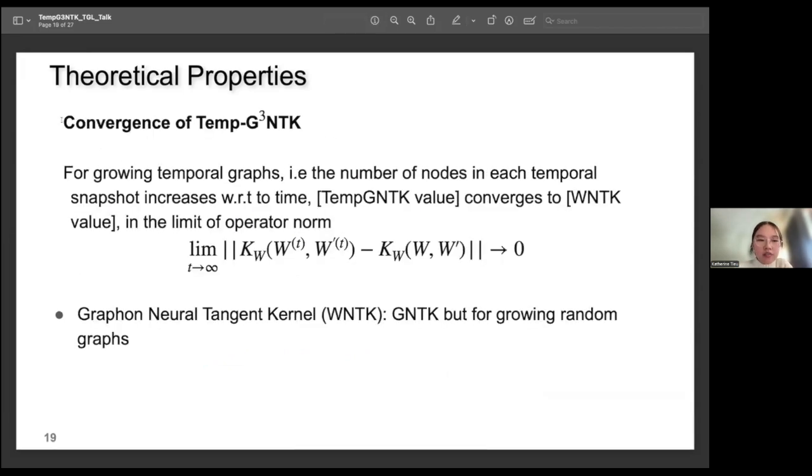Next, we investigate the convergence of tangent decay. Under the setting of growing temporal graphs, where the number of nodes in each temporal snapshot increases with respect to time, the tangent decay value would converge to an object limit called the Graphon-Guaranteed value with the operator norm. So basically, it could be established in this way.